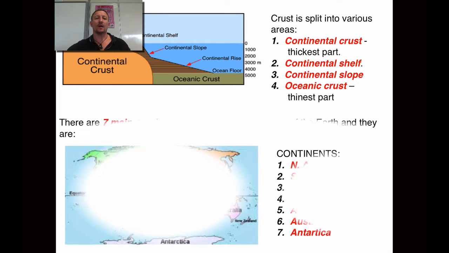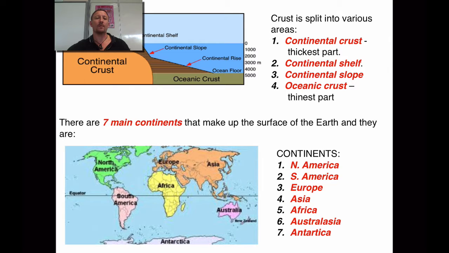Okay, as well as this, we know that we've got 7 main continents. Those 7 main continents are made up of North America, South America, Europe, Asia, Africa, Australasia, and Antarctica. Now, again, don't think about the continents just being the land masses.